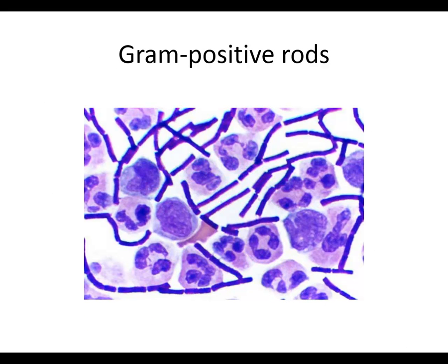So when we look at pictures of gram-positive bacteria, this is a light microscope image. Can you see the gram-positive bacteria? These are the little guys. They're rod-shaped, yeah? They're bacilli, right? This is actually Bacillus anthracis.